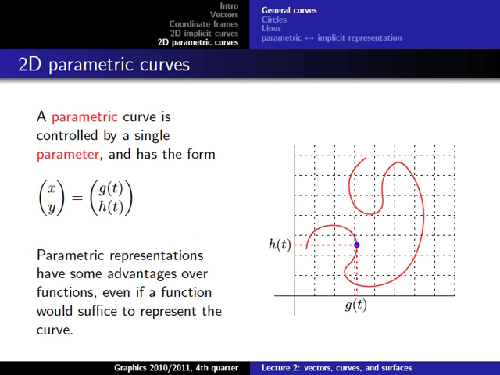Good. So these were the implicit representation, and since I'm running out of time, I will talk about the parametric equation next time. So the last couple of questions on the exercise sheet, skip them for today and do them next week. All right, so we see each other again on Tuesday.